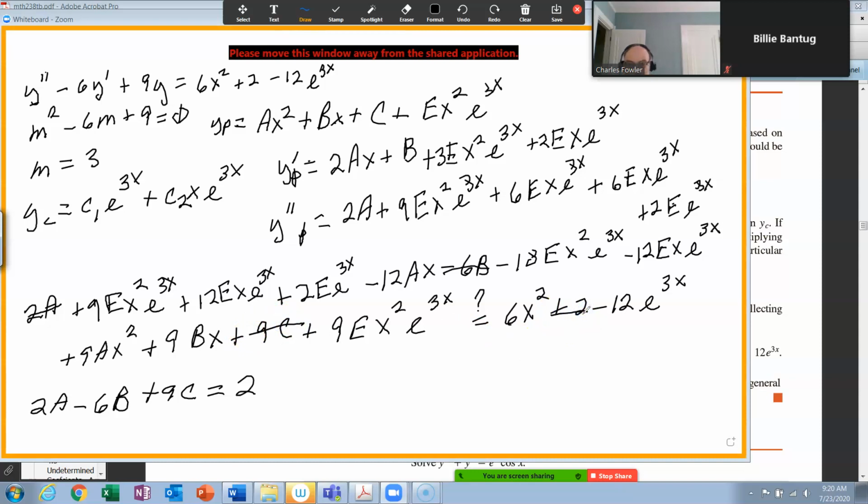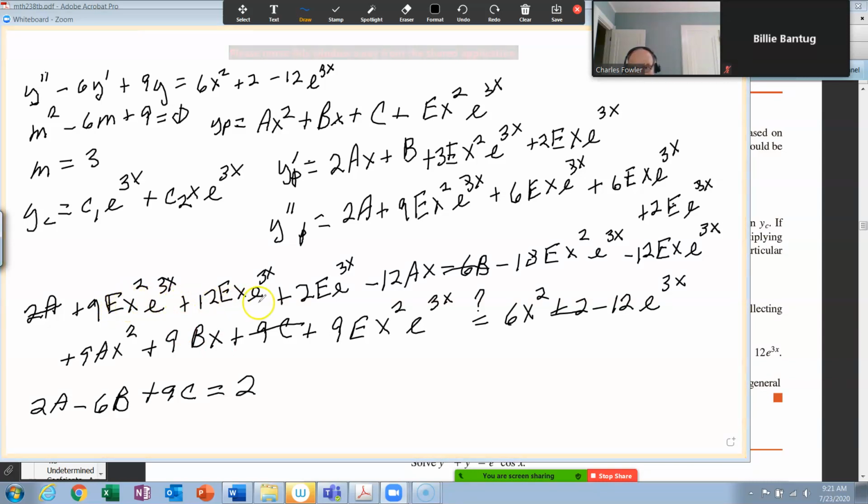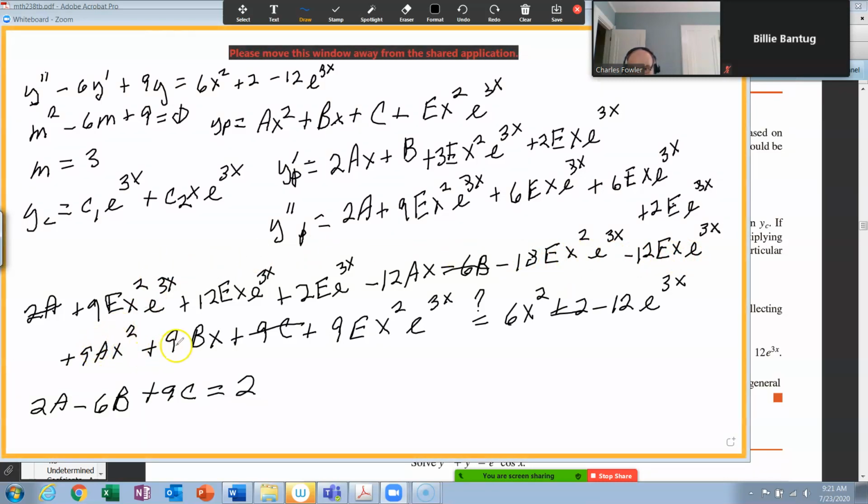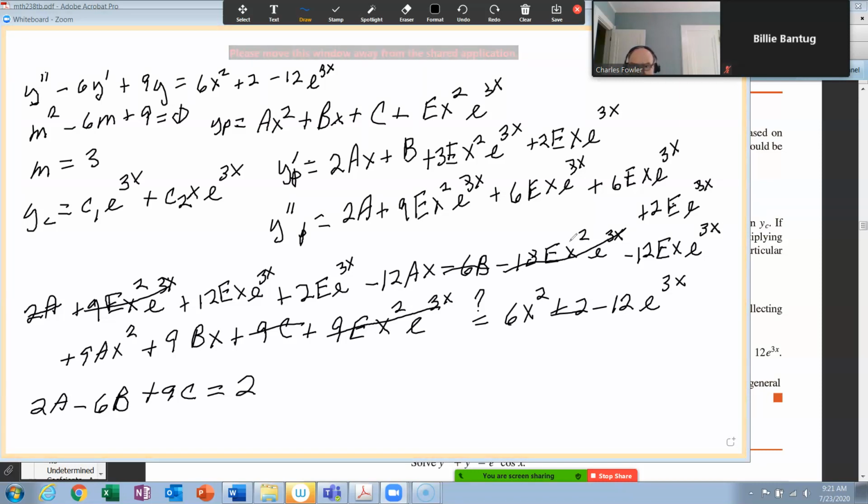Your next term in your long written out thing is your x squared e to the 3x term. So here we have 1a plus 9, and here we have a minus 18, so that makes a minus 9, and here we have another plus 9. And guess what? Those add to 0. So they all disappear, which they should, because there's no x squared e to the 3x term on the right hand side.